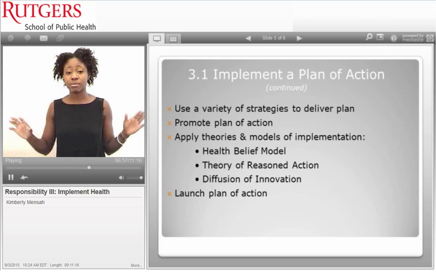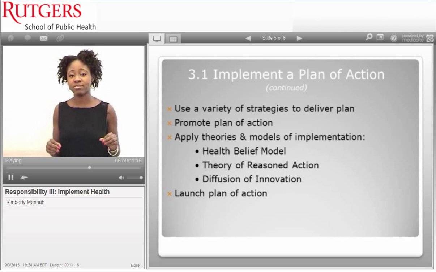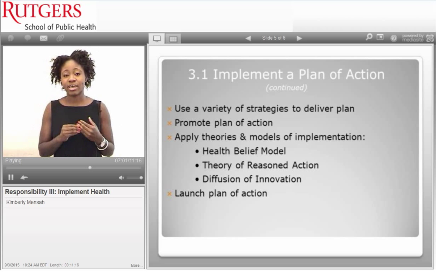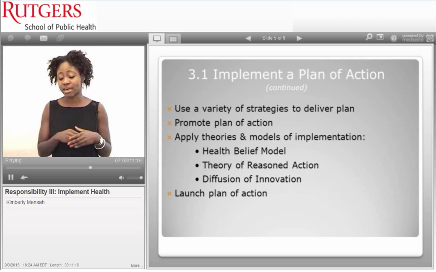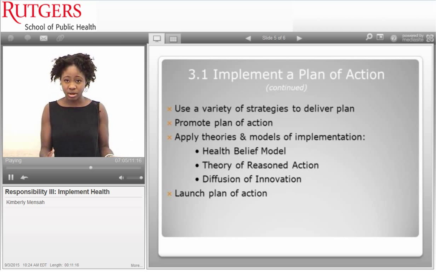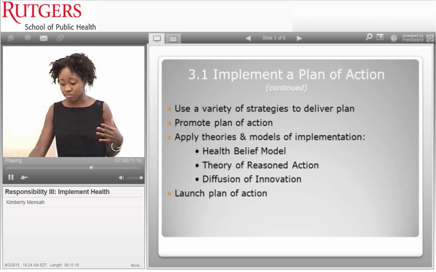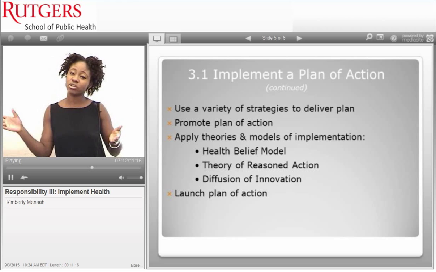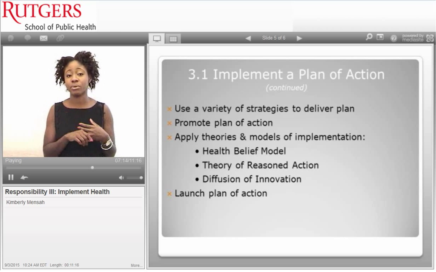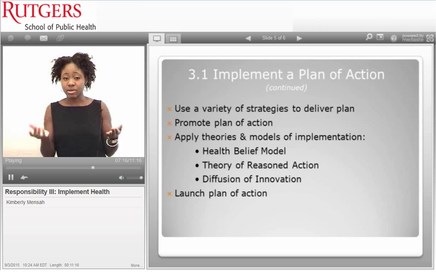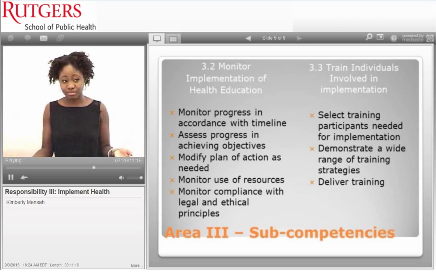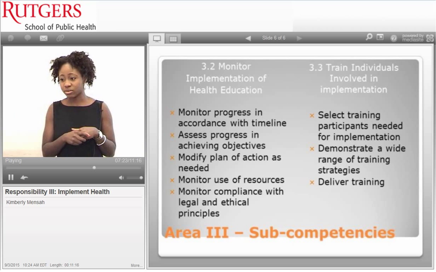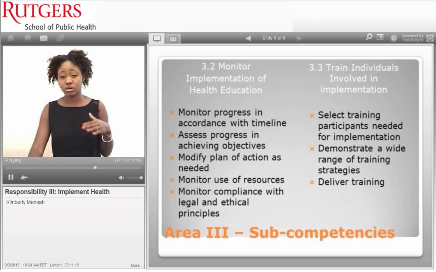Now your program is rolling, it's happening, you're in the midst of your program. As a health educator, 3.2 directs us to how we monitor the implementation of our program. So we spent responsibility 1, 2, and early parts of 3 planning out our program. Now, like in real life, not everything we plan for goes necessarily as planned. Not everything that we plan for goes the way we would like it to.